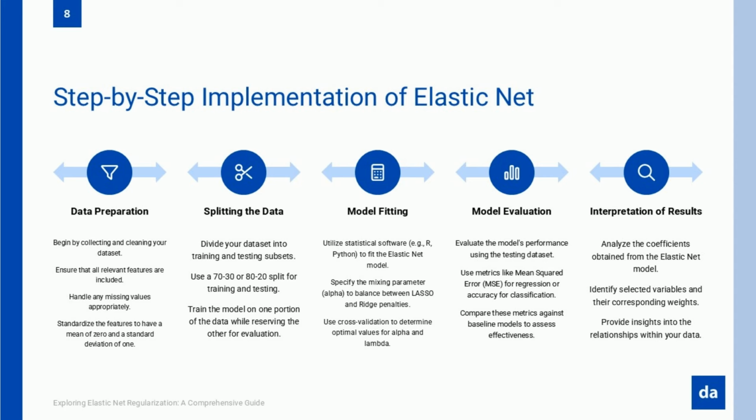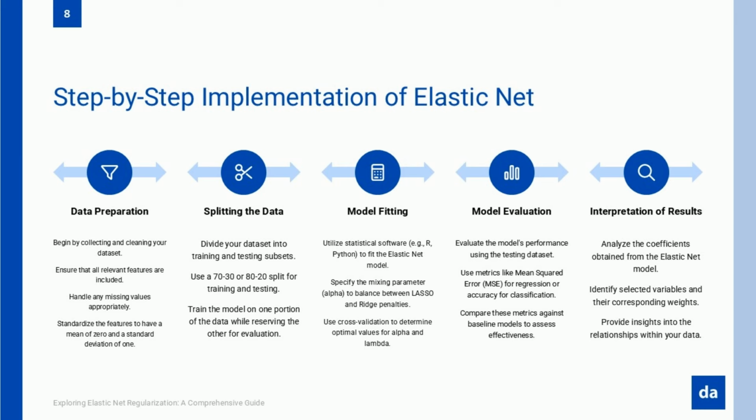Next, splitting the data. You wouldn't test a new workout routine by only looking at how well you did in the first week, right? Same thing with machine learning. We divide the dataset into training and testing sets, usually 80-20 or 70-30, so we can train the model on one portion and evaluate its performance on fresh, unseen data.